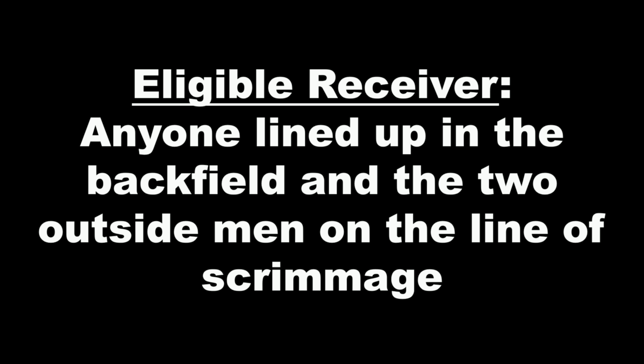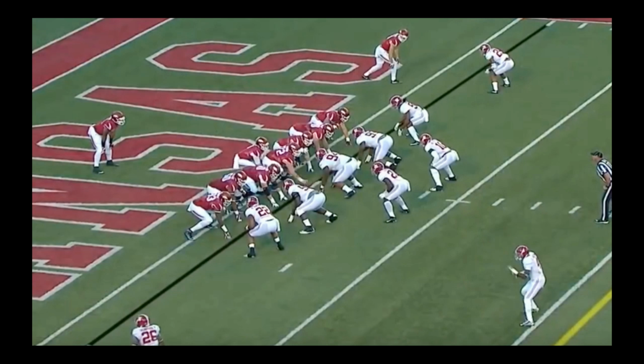So what is an eligible receiver? Anyone lined up in the backfield or off of the line of scrimmage, and the 2 outside men on the line of scrimmage. What is the 3-4 formation? A 3-4 formation is a defensive formation with 3 linemen and 4 linebackers. To illustrate that point, this picture is of Alabama's typical 3-4 formation.